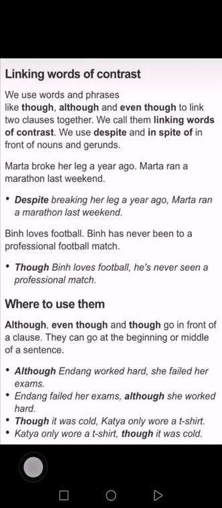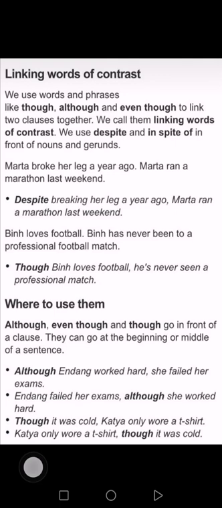Today we will talk about linking words of contrast. We will take though, although, even though, despite, and in spite of. What's the difference between though, although, even though, and despite, in spite of? Very simple. First, let's start with these three: though, although, and even though.